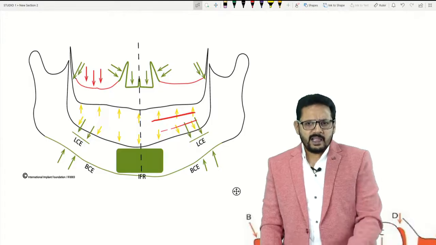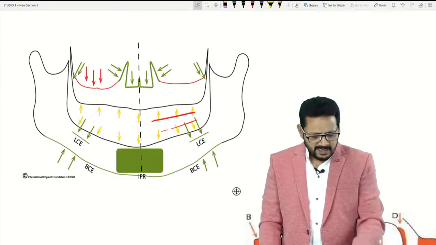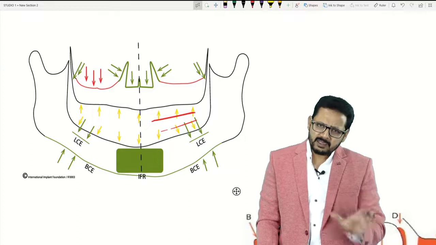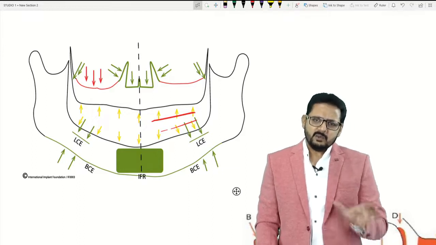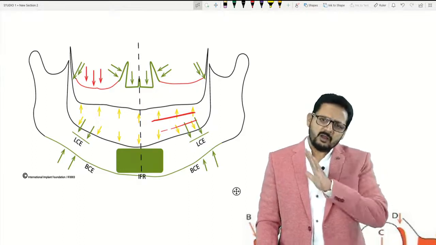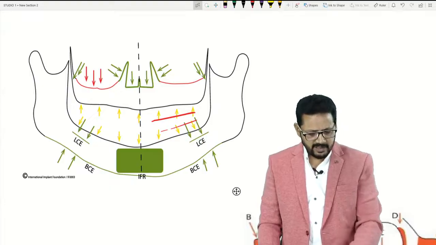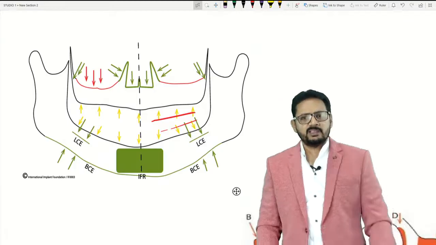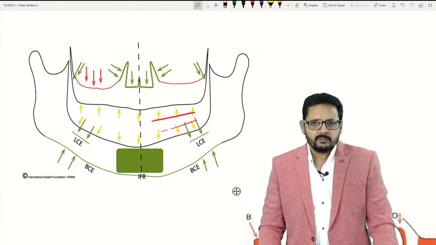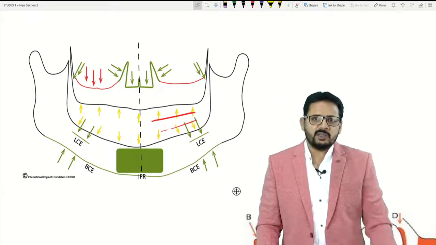So all the green arrows will show the second retention points. Make sure, not most of the times, all of the times, you have to engage into the green arrow marks wherever the lines are given. You have to engage into that area. There is no excuse to that.